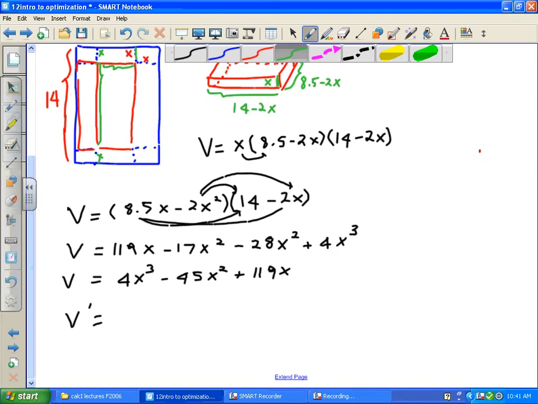So let's differentiate. We get 12x squared minus 90x plus 119. I wouldn't even attempt to factor this one. The numbers are too large, too many possibilities, or it doesn't look like it's going to factor because of that 119, such an odd, weird number that it may not even have any factors. So what is our alternate route then?